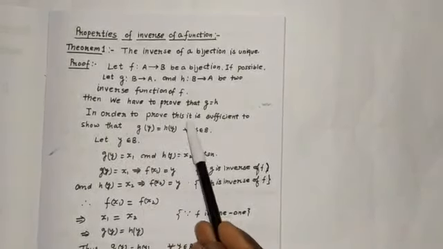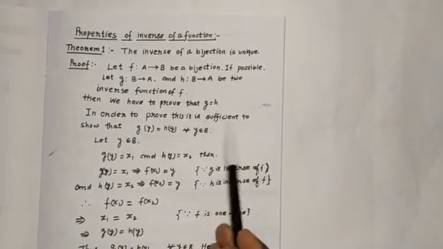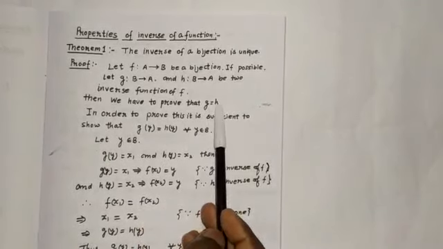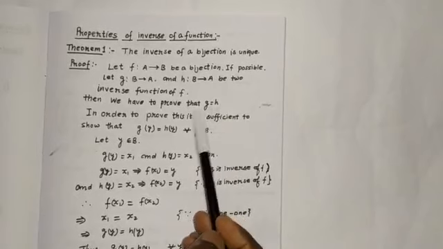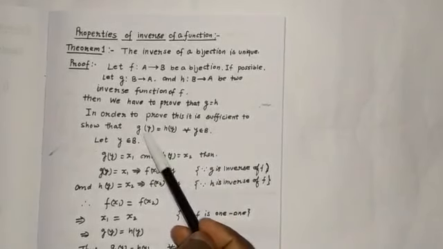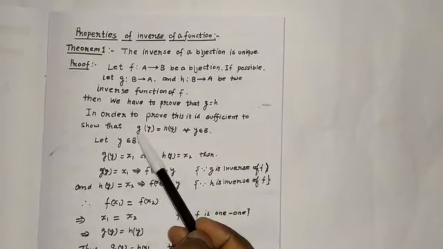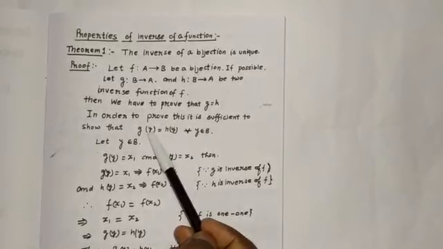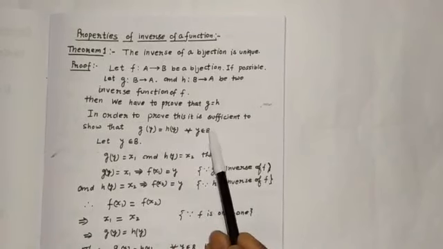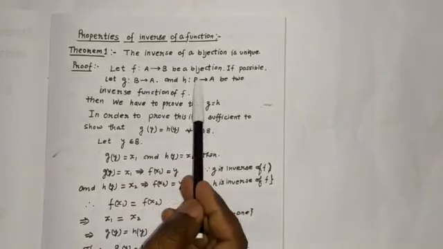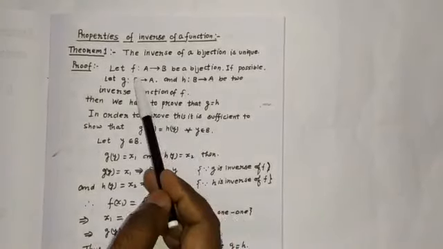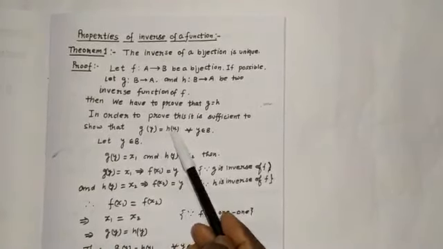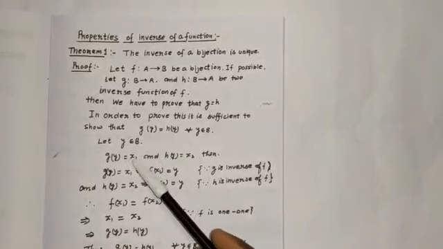In order to prove this, it is sufficient to show that g(y) equals h(y). If two functions are equal, then the image of any element under both functions will be equal. It means y is an element in the domain, y belongs to B. B is the domain set of the g function and h function also. y is an element in this set B. Then the association of y should be equal in both functions, g(y) equals h(y).